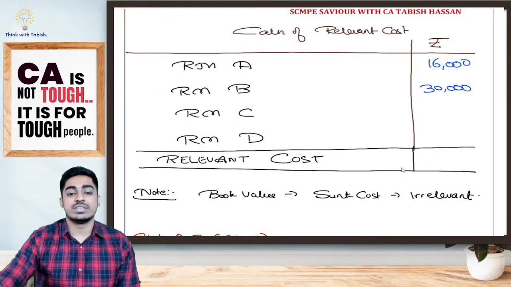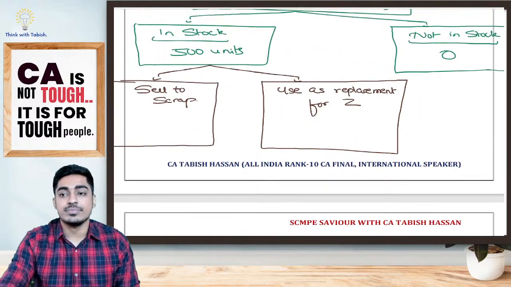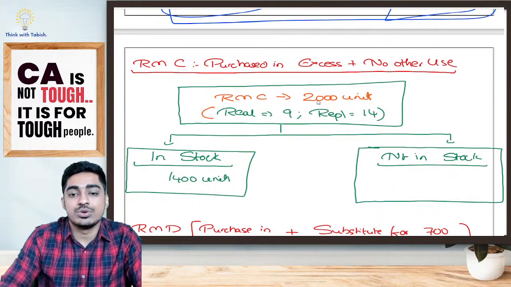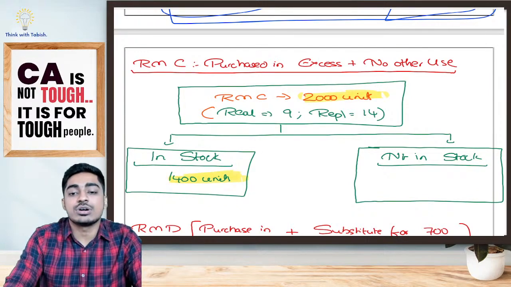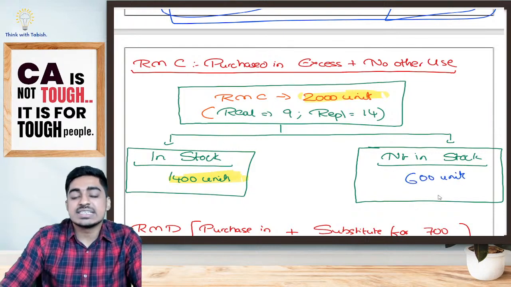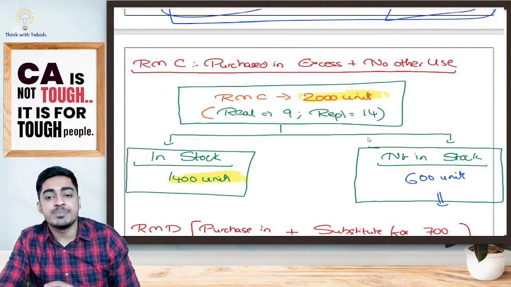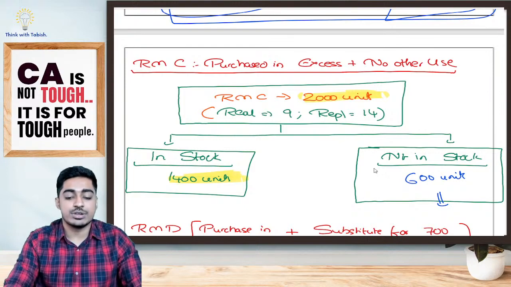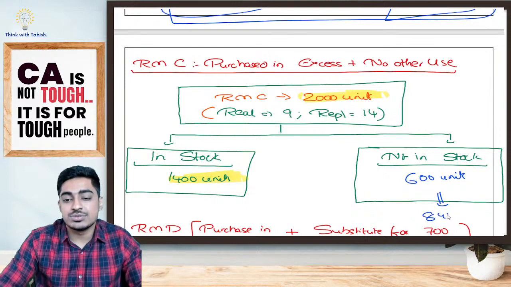So we have raw material C. 2,000 units are required in total. In that, 1,400 units are already in stock. So the balance 600 units I should purchase. Whatever units I am purchasing, I'll have to pay the supplier the replacement cost of 14 rupees per unit. So 600 into 14 rupees is 8,400, students.